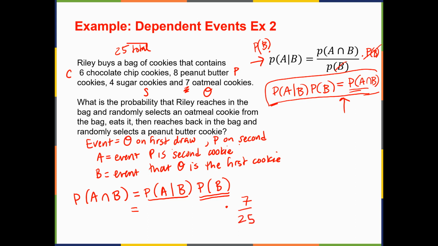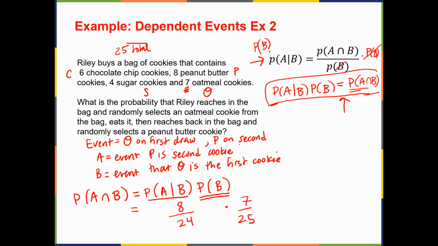All right? Now, what's the probability of peanut butter being the second cookie, given that oatmeal was the first cookie? Well, we know he has 1 less cookie because he ate 1, right? And the one he ate was oatmeal. So that means he still has 8 peanut butter cookies. So the probability in my bag of 24 cookies, 8 of them are peanut butter, the probability of getting a peanut butter one, given that he's already eaten an oatmeal one, is 8 chances out of 24.